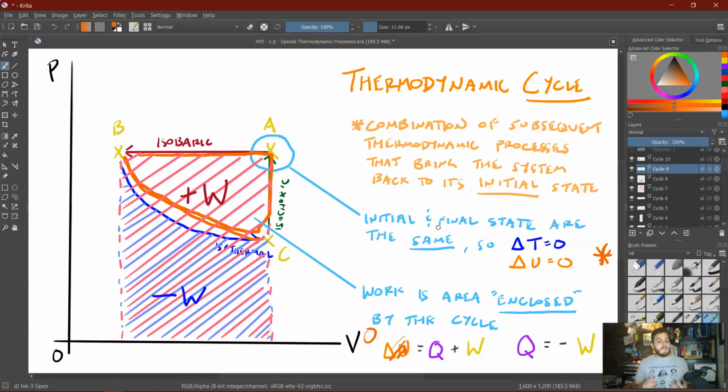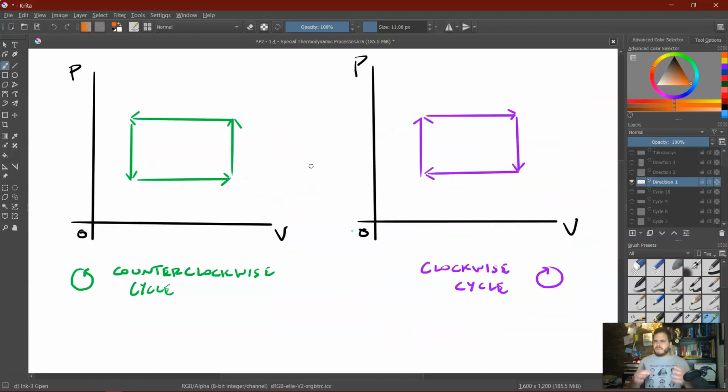It's going to have the opposite sign. So if we have a thermodynamic cycle, it's going to be going in some sort of pattern where it returns to its initial state. It could be a triangle, it could be a circle, it could be a rectangle, who knows, but it has to return back to its initial spot. And the cycle can either be going in a counterclockwise motion on a PV diagram or in a clockwise motion. And what is the difference between these two?